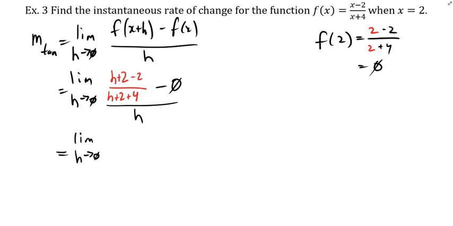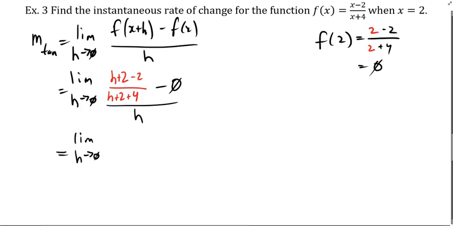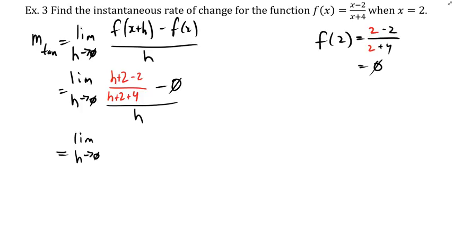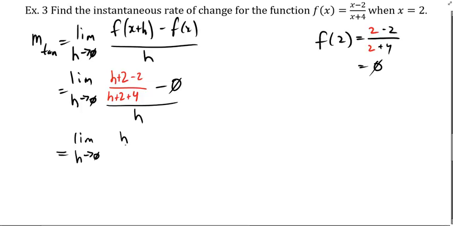Did you get that? So the red part's my f at x plus h. It was x minus 2, so I put h plus 2 in there. And it was x plus 4, so h plus 2 plus 4. Is that okay? H plus 2 minus 2 is just h over h plus 6 minus 0, so that's gone, so all over h. So yeah, look at how that ended up actually being quite a bit easier.